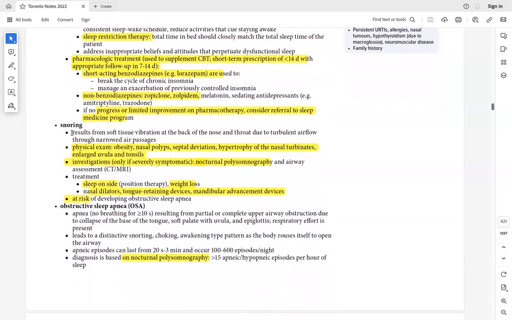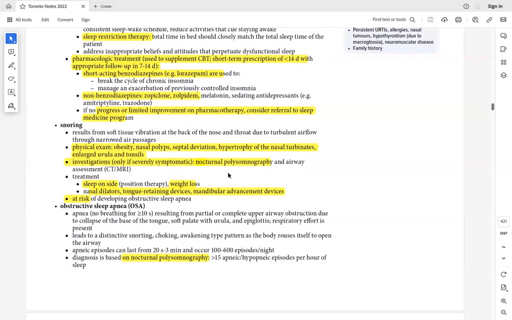Then if the patient has a snoring problem, what do we do on physical examination? We check for obesity, any nasal polyps, any septal deviation, hypertrophy of the nasal turbinates, and a large uvula and tonsils. And what will we give them? If he's obese and snoring, we ask the patient to lose weight and to sleep on the side. Still not getting better, use nasal dilators, tongue retaining devices, or mandibular advancement devices.